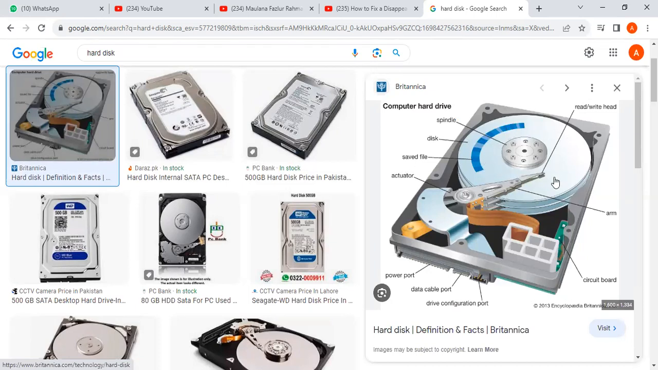Our disk will have a number of circles which are called tracks, and each track consists of different sectors, and each sector has a specific size to store data. This is also called the arm, and there are different parts given.